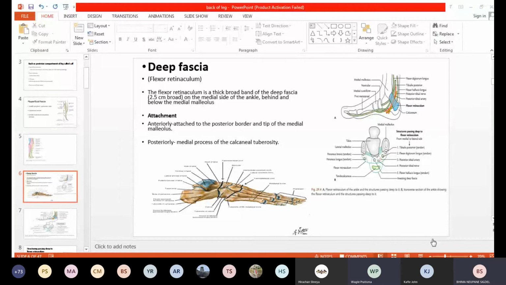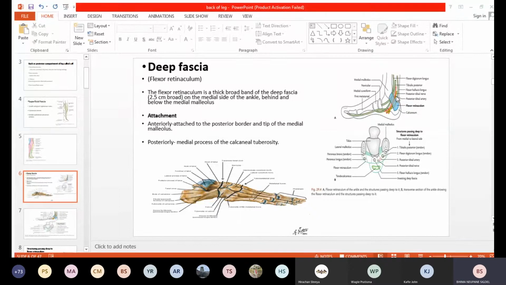Okay, now attachment. So you can see the attachment here anteriorly. This is the medial malleolus. So attached to the tip, and the posterior surface. This part is the anterior surface, right? So lower is the tip, along with the tip, that is the posterior surface of the medial malleolus. That is the anterior attachment of the flexor retinaculum. Whereas you can see posteriorly, it is going backward.